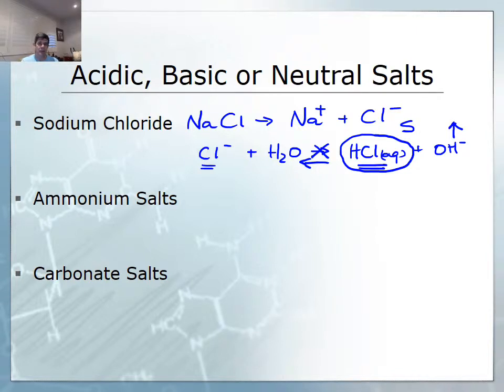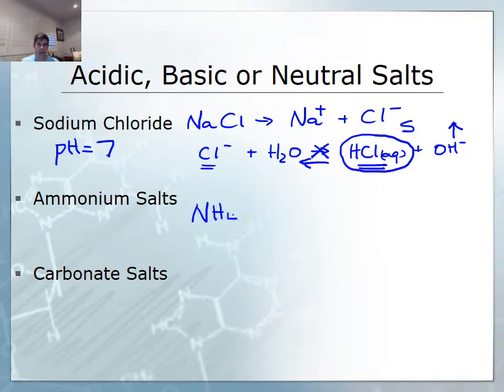As a consequence, sodium chloride and indeed other chloride salts have a pH around about 7. There's no significant interaction between the chloride ion and the water molecules, and so therefore the pH of the solution remains around 7. This, however, is not the case for ammonium salts.